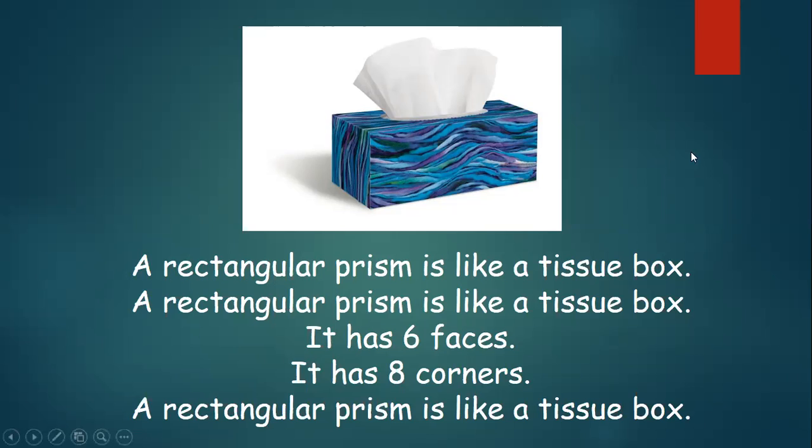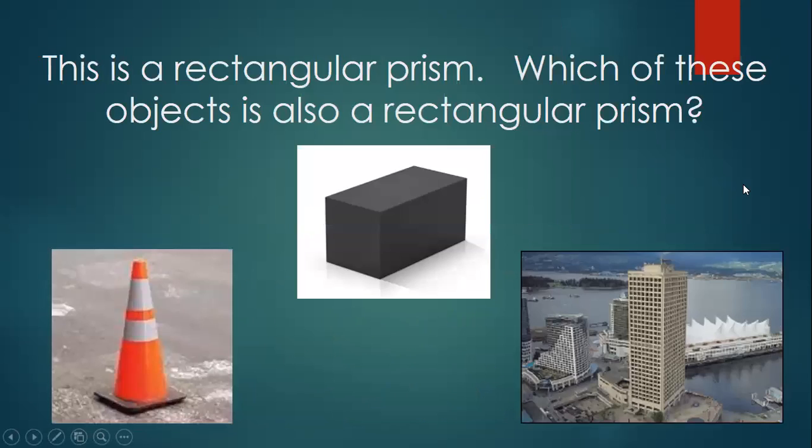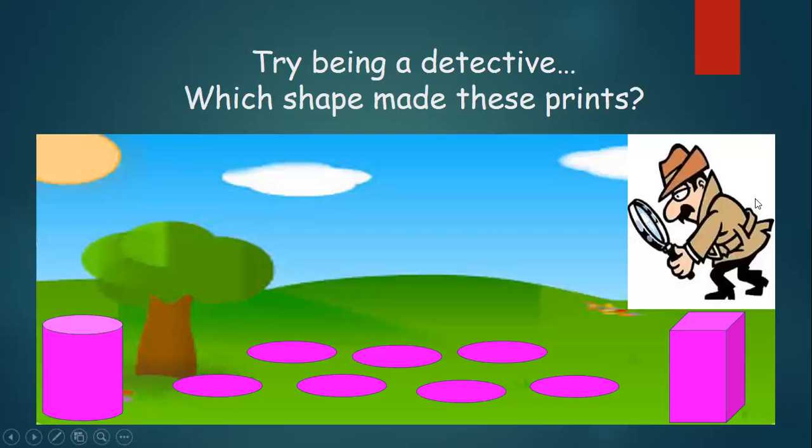That one was a little harder to say. There were a lot of words that we had to get in there. And now we have this is a rectangular prism. Which of these objects is also a rectangular prism? Yes, this big tall building. It is a rectangular prism.